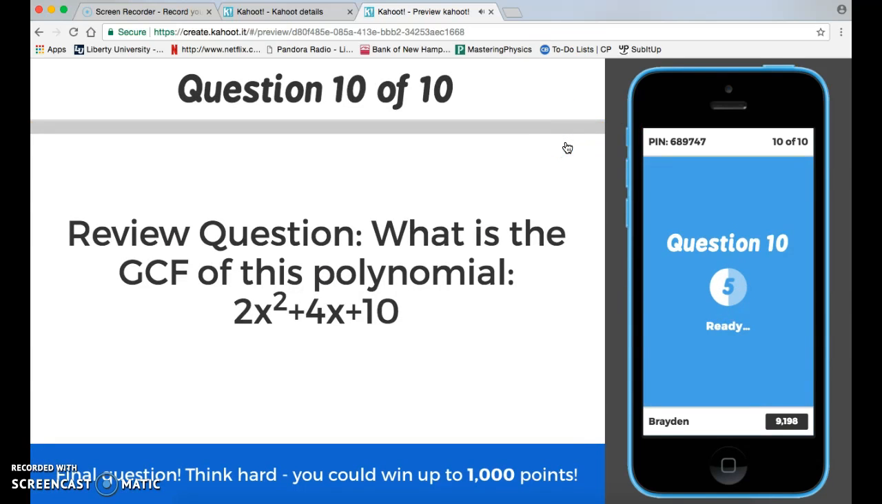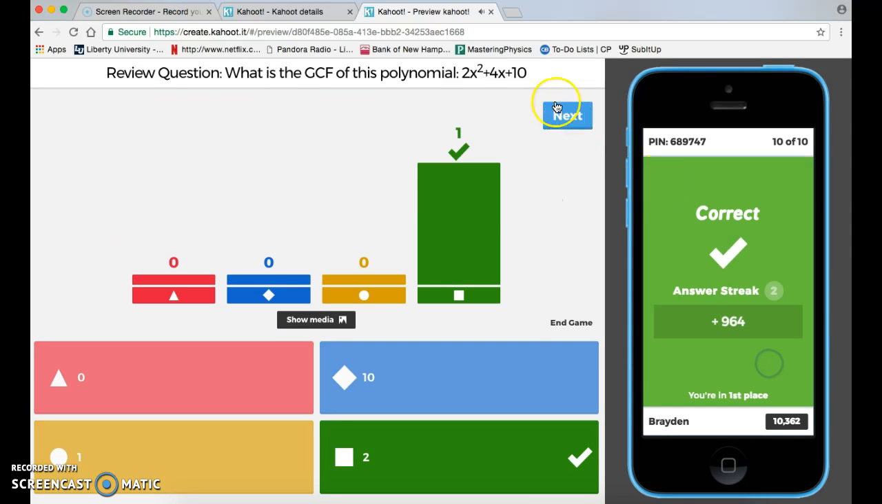And the last question I like to just review and see if they can get the greatest common factor of this polynomial, which they most will know to be 2.